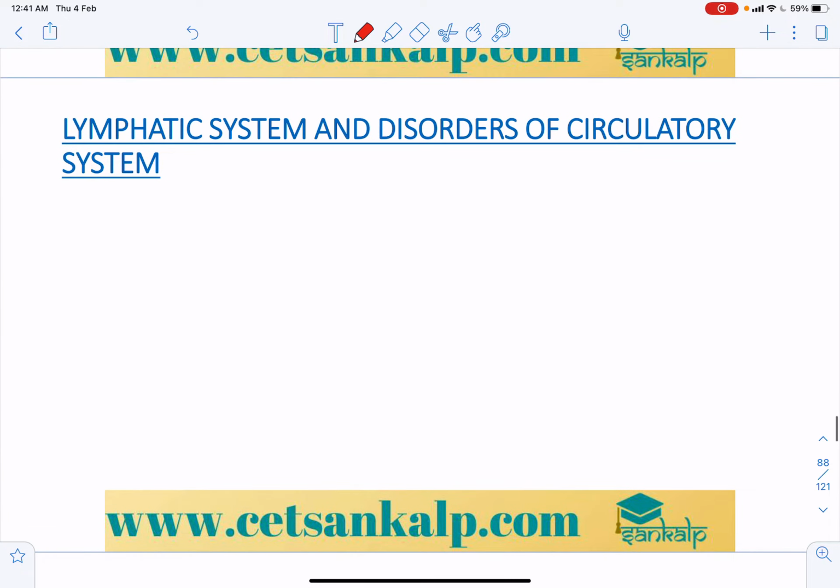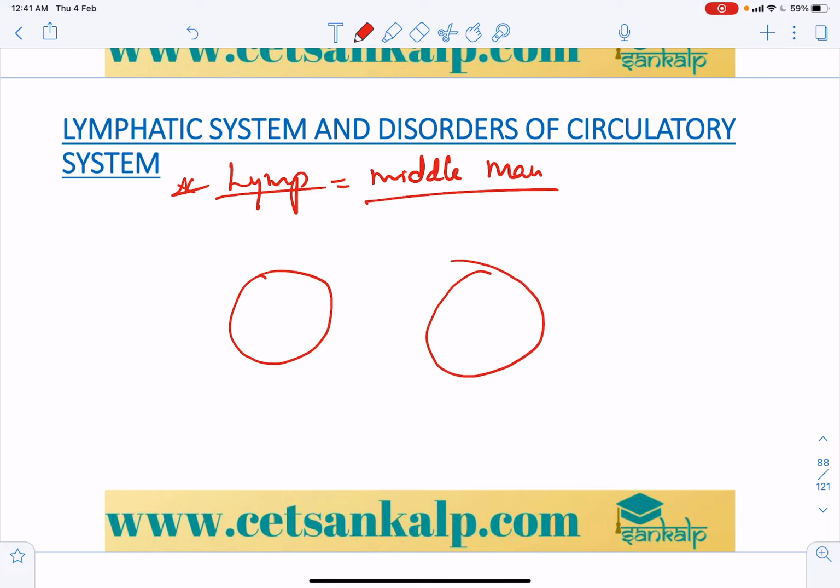Next, the lymphatic system. What exactly is this lymphatic system? We know it is the tissue fluid. Lymph we can call the middleman of the body. Why is it called the middleman of the body? Whenever there is tissue, it is wrapped by capillaries, and some substance will leak out of these capillaries. If it exists for a long time, that may create a problem. So this will be collected by lymphatic vessels.